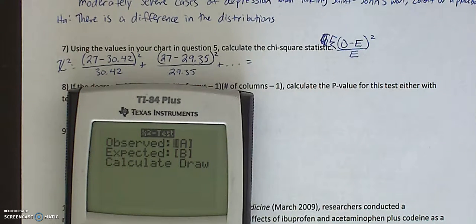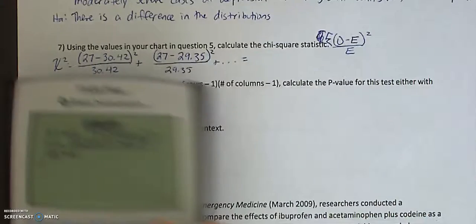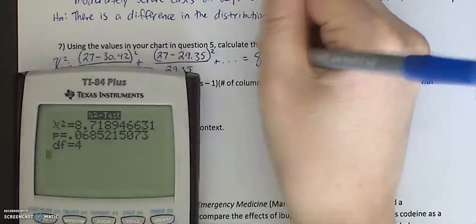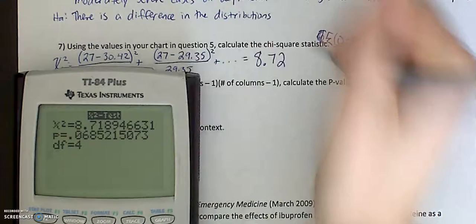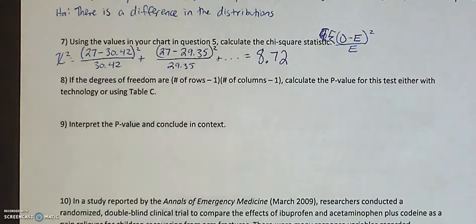And look, it asked me, are my observed in matrix A? Yes, they are. Are my expected in matrix B? I sure hope so. And if you switched it, obviously you can switch it here too. So then I calculate, and it gives me the chi-square statistic, 8.72. Now it gives me a degrees of freedom of 4, and it also gives me a p-value. We'll talk about that here in a second.